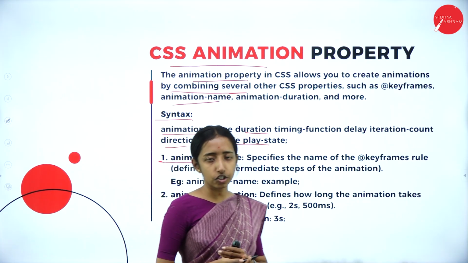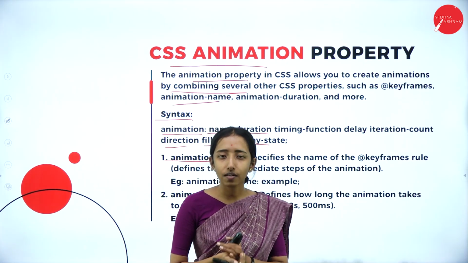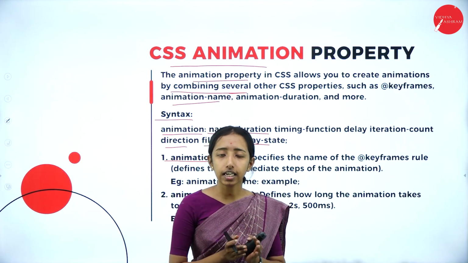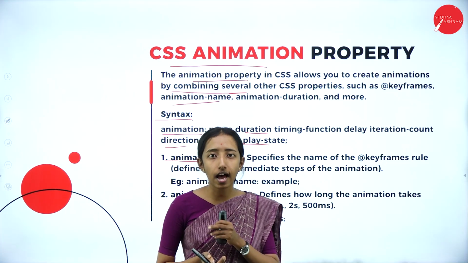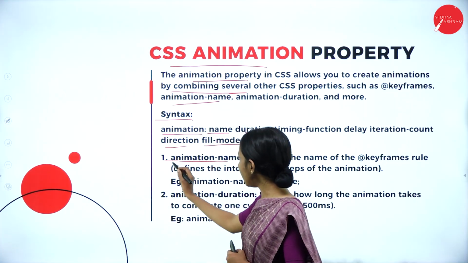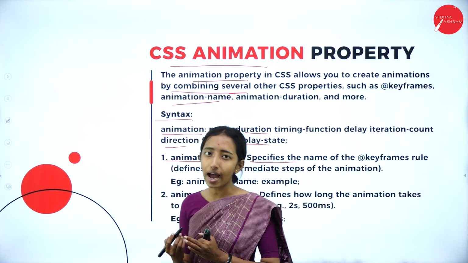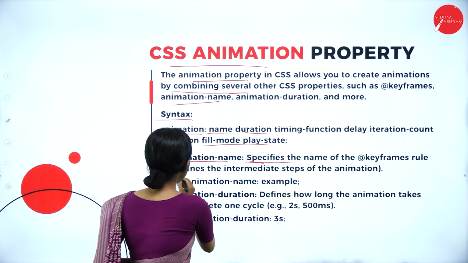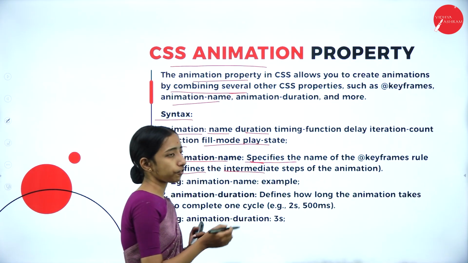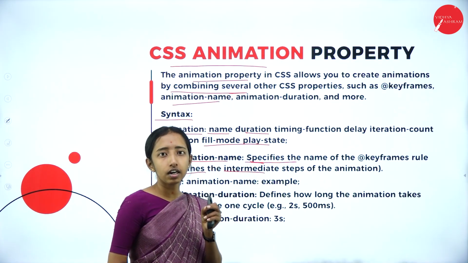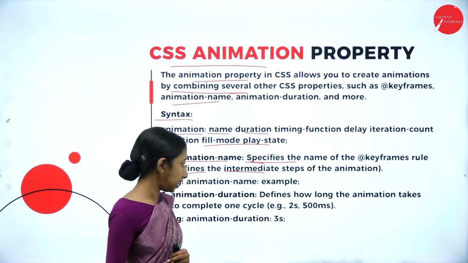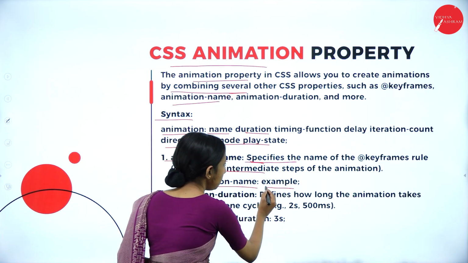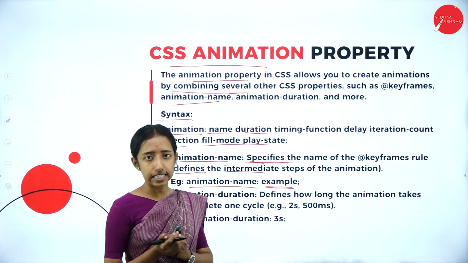So what is the animation name? In the previous session we have seen the animation name, which is what we used in a keyframe. There we used moveRight as an animation name. So animation name specifies the name of the keyframe rule that defines the intermediate steps of the animation. Here we are giving a name to the animation we have created. Example: animation-name: example. Here the animation name I have given is example.